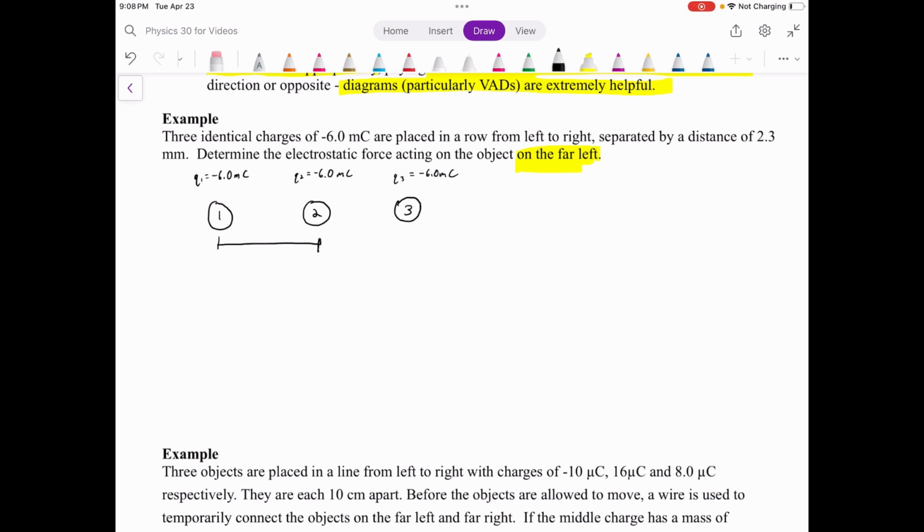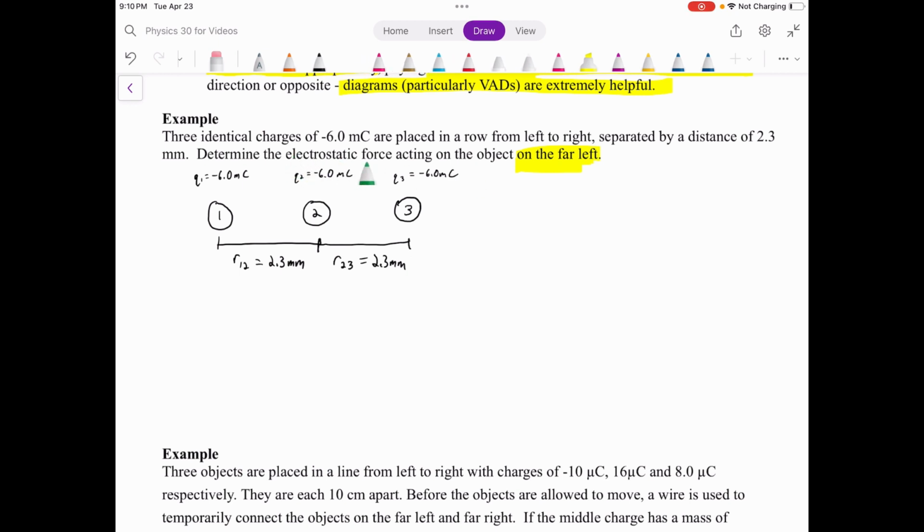Now I'm just going to call this distance R12. You can hopefully see why, right? It's the distance between charge 1 and 2. It is 2.3 millimeters. And then this distance I'll call R23, again, because it's the distance between charge 2 and 3. And that's also 2.3 millimeters. Okay, so now let's start thinking here.